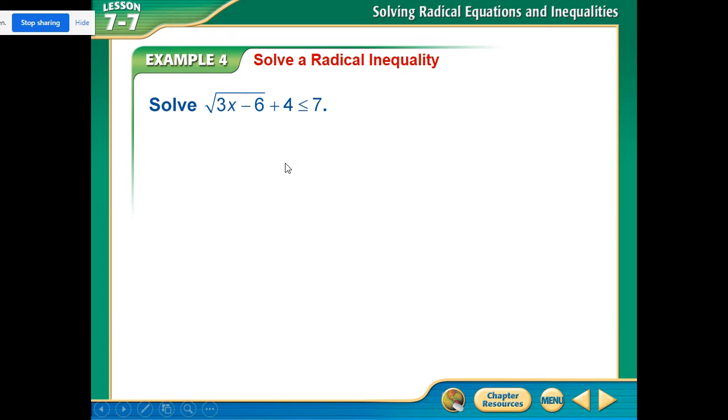So let's go ahead and take a look at this problem. So the square root of 3x minus 6 plus 4 is less than or equal to 7. So we do have that less than or equal to as opposed to just an equal to, and that's going to cause us a little more problems.